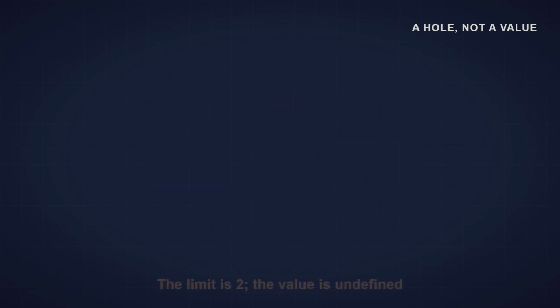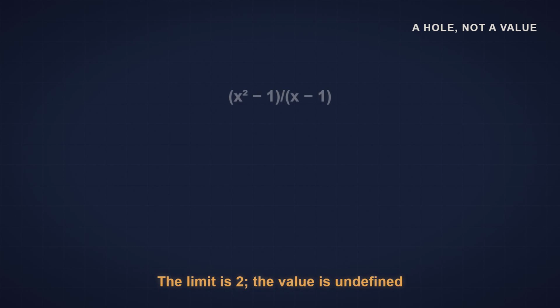A hole in a graph captures the distinction. Draw y equals (x squared minus 1) divided by (x minus 1). Substituting x equals 1 gives 0 over 0, so the original expression is undefined there.